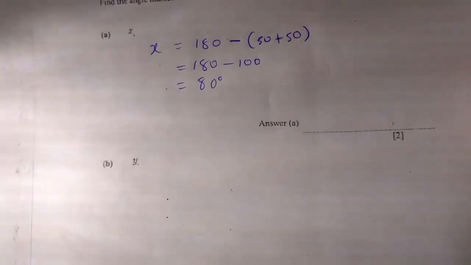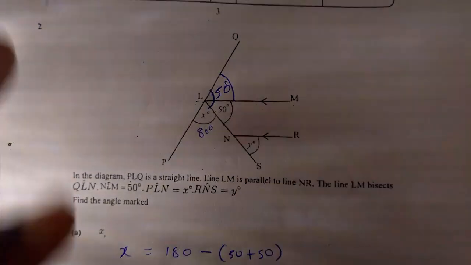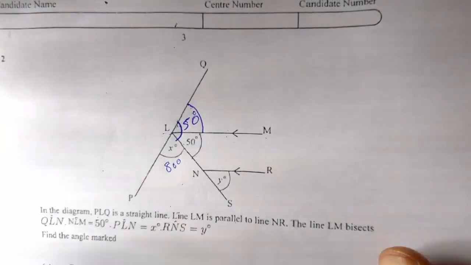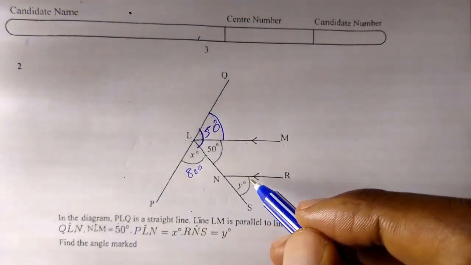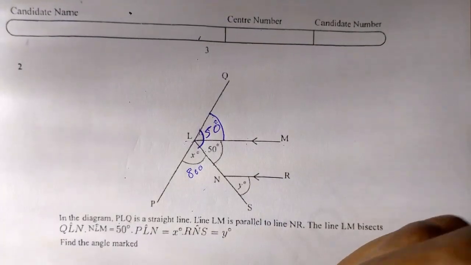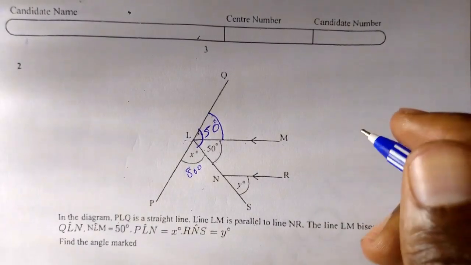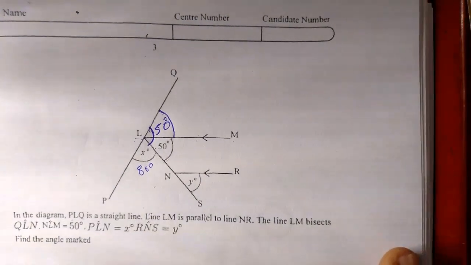Part B, it requires us to find Y degrees. So where is Y degrees? So Y degrees is this angle. So we can just use corresponding angles.